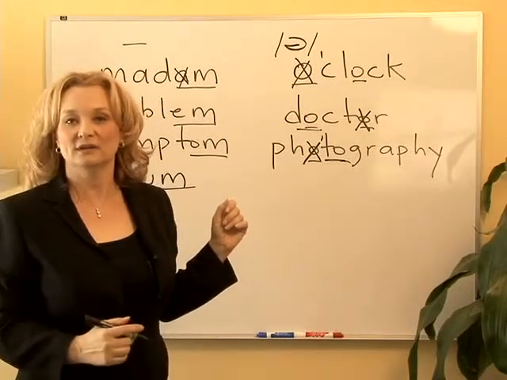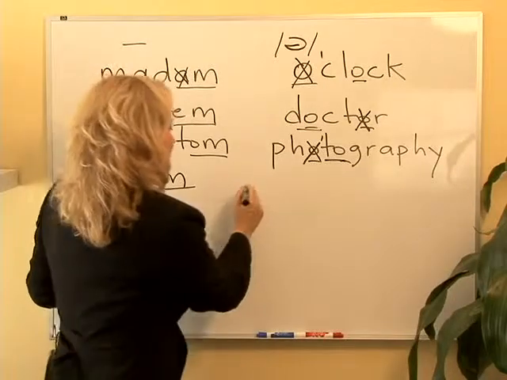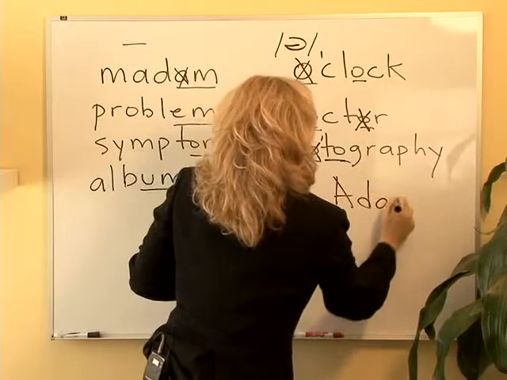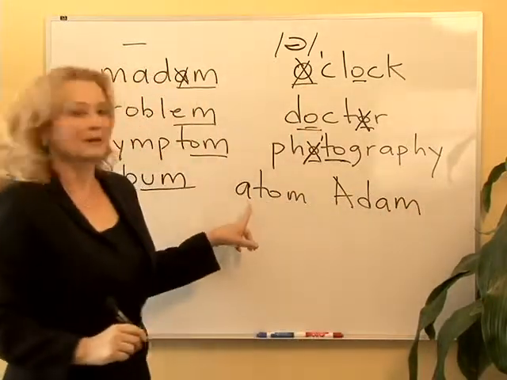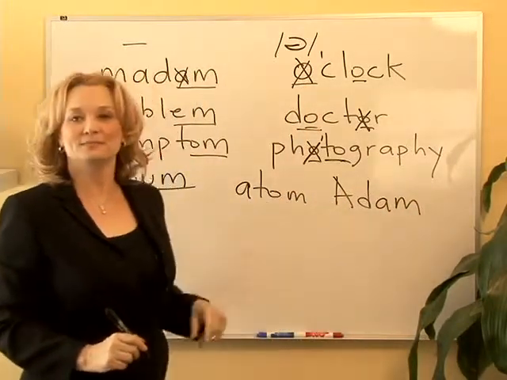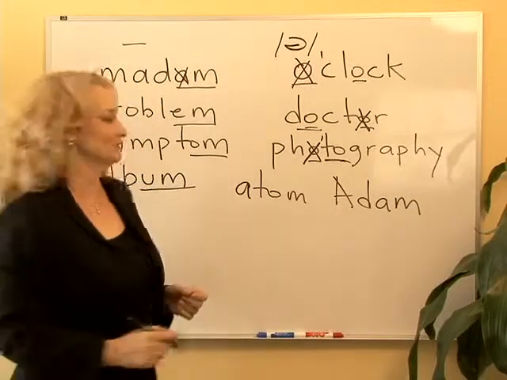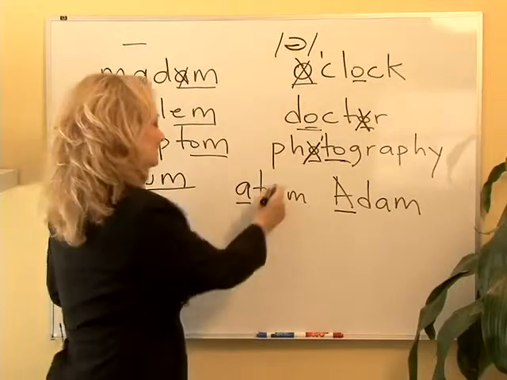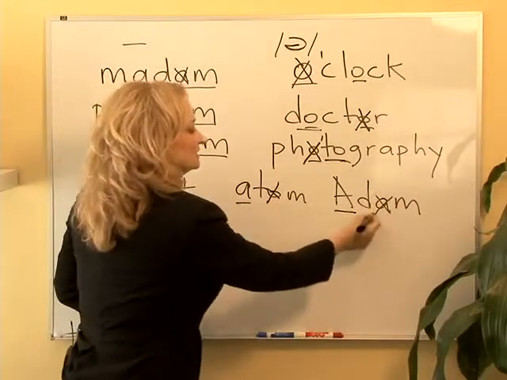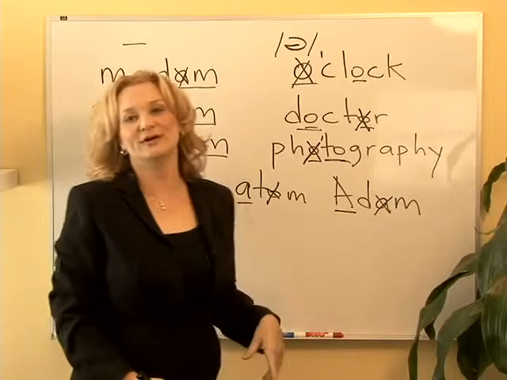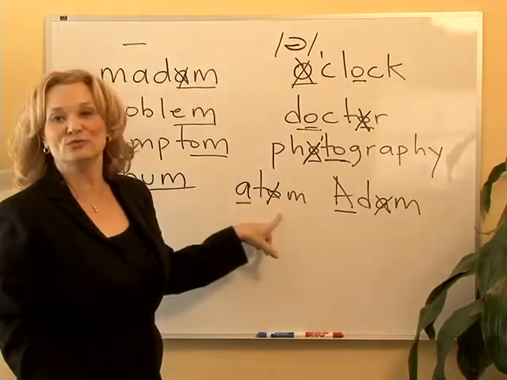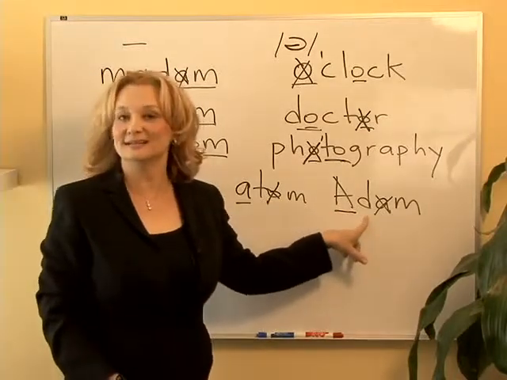Photography. Let's look at one more word. Atom, atom. Exactly the same pronunciation. This syllable is stressed. This syllable is stressed. This O is reduced. This A is reduced. Therefore, they are the same sound. And remember, T between two vowels sounds exactly like the D.